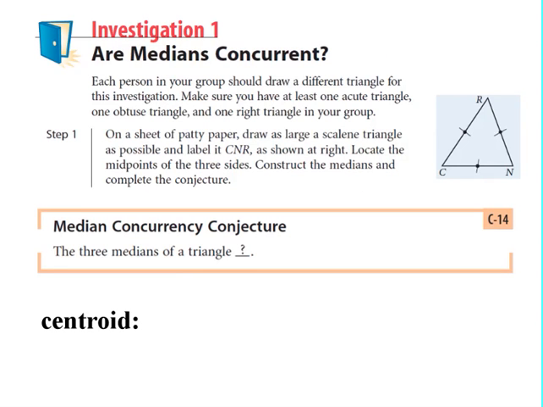So you are in your group, and we're going to go through these steps. If you want to follow along, it's the same investigation on page 185 for those of you watching at home. Each person in your group should draw a different triangle. I've already put you in your groups. Make sure you have at least one acute triangle, one obtuse triangle, and one right triangle.